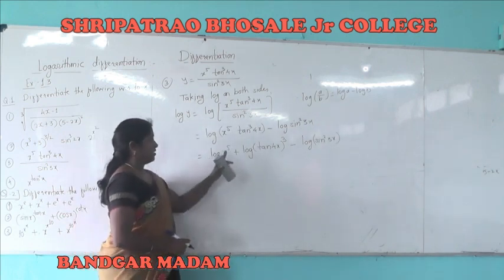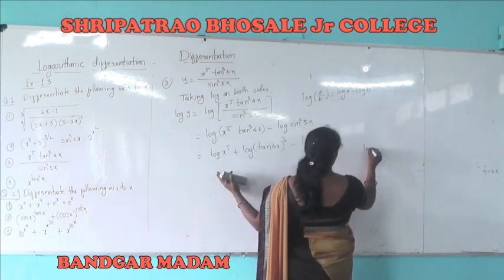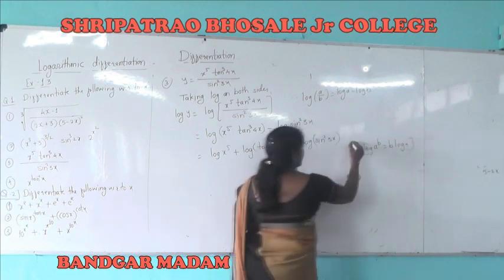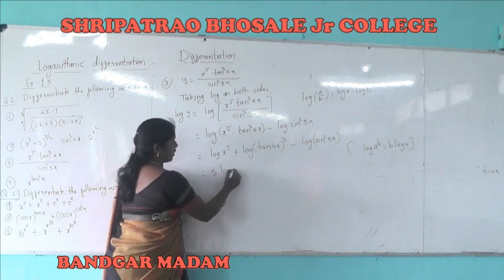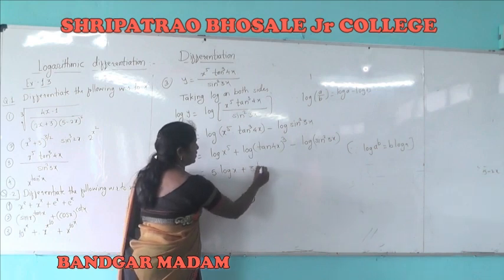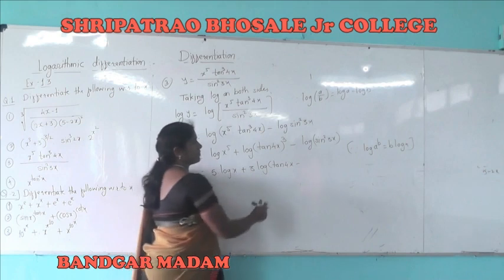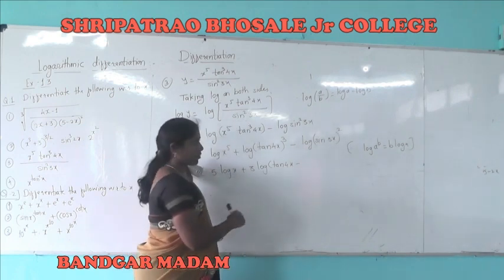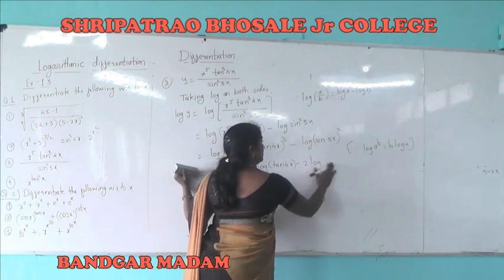Now we will take the power using the property log a raised to b is equal to b into log a. So using this property we get 5 into log x, the power will be the coefficient of logarithm, plus 3 log tan 4x minus, this is sin square 3x, that is sin 3x bracket square, so the power will be the coefficient 2 into log sin 3x.